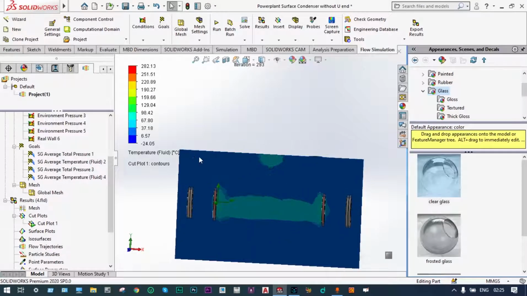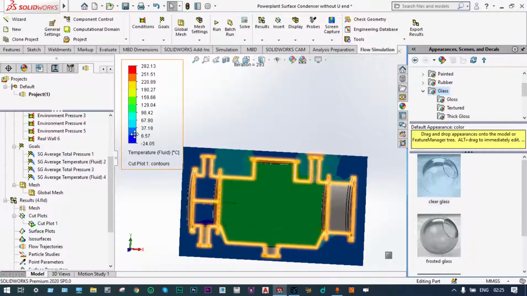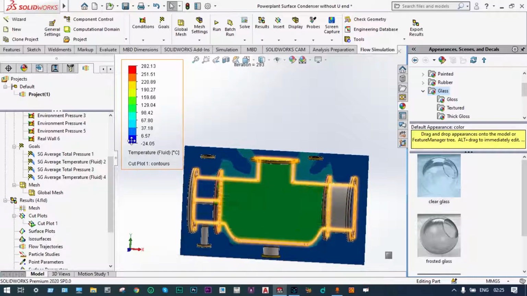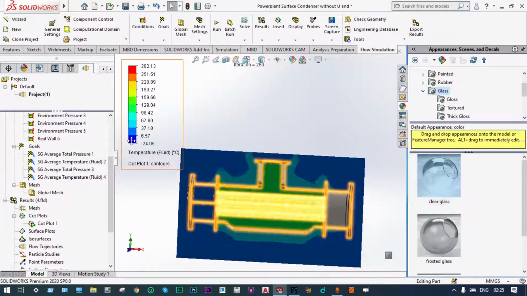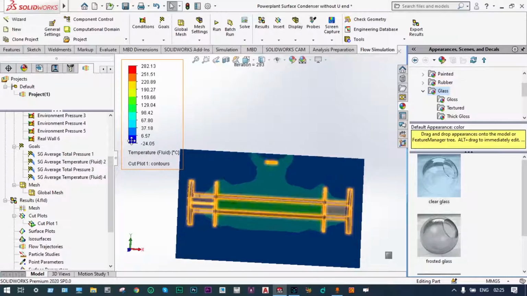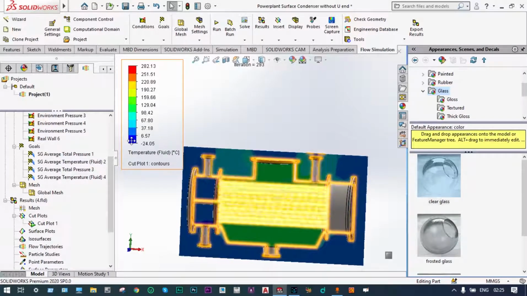It is showing the temperature outside this shell. It is in the range of blue color. It is in the blue range. That means temperature is near 6 to 7 degrees centigrade. And inside this shell, the color is in the green zone. That means still it is in the range of approximately 100 degrees centigrade.